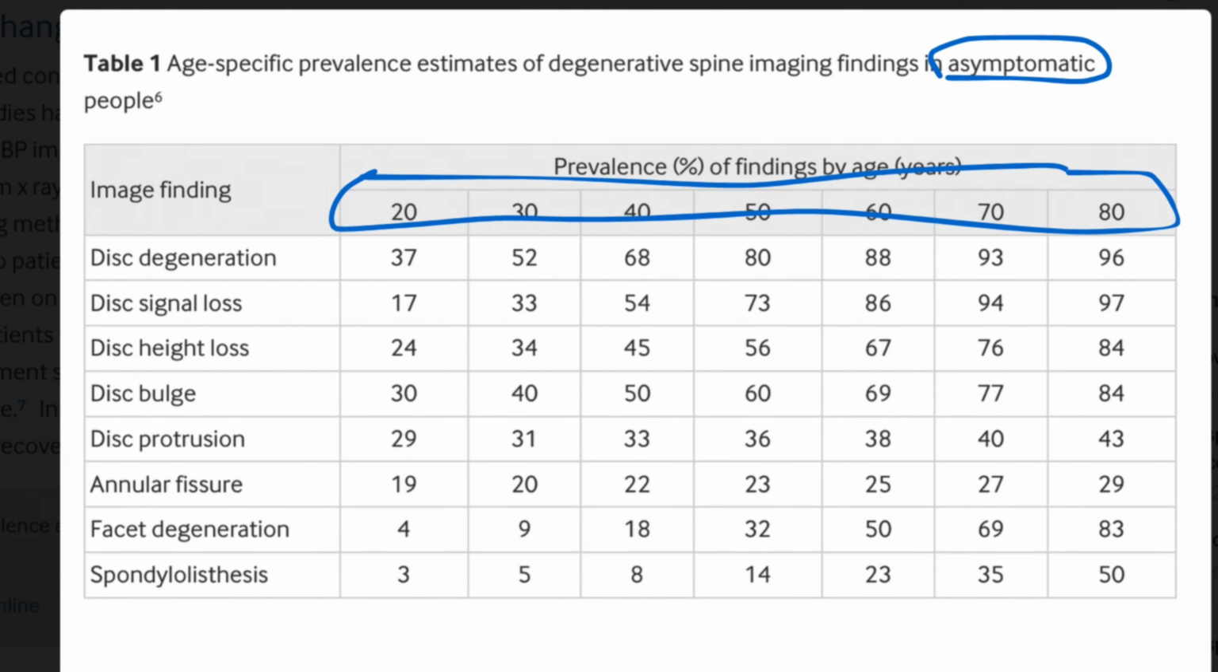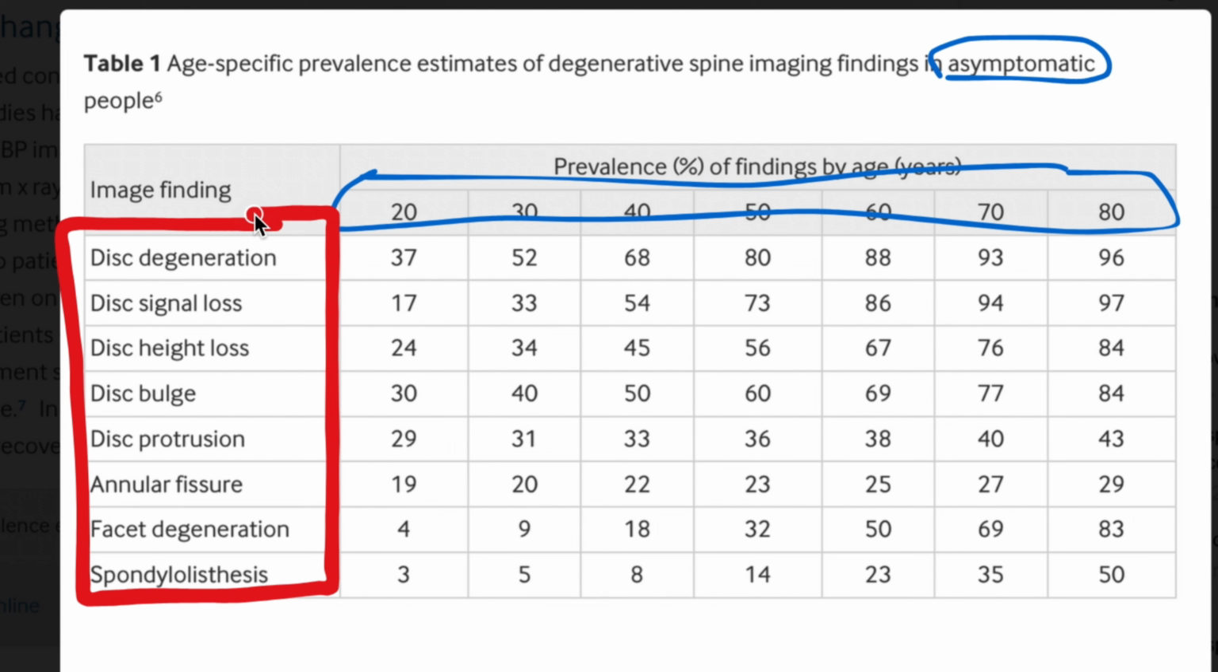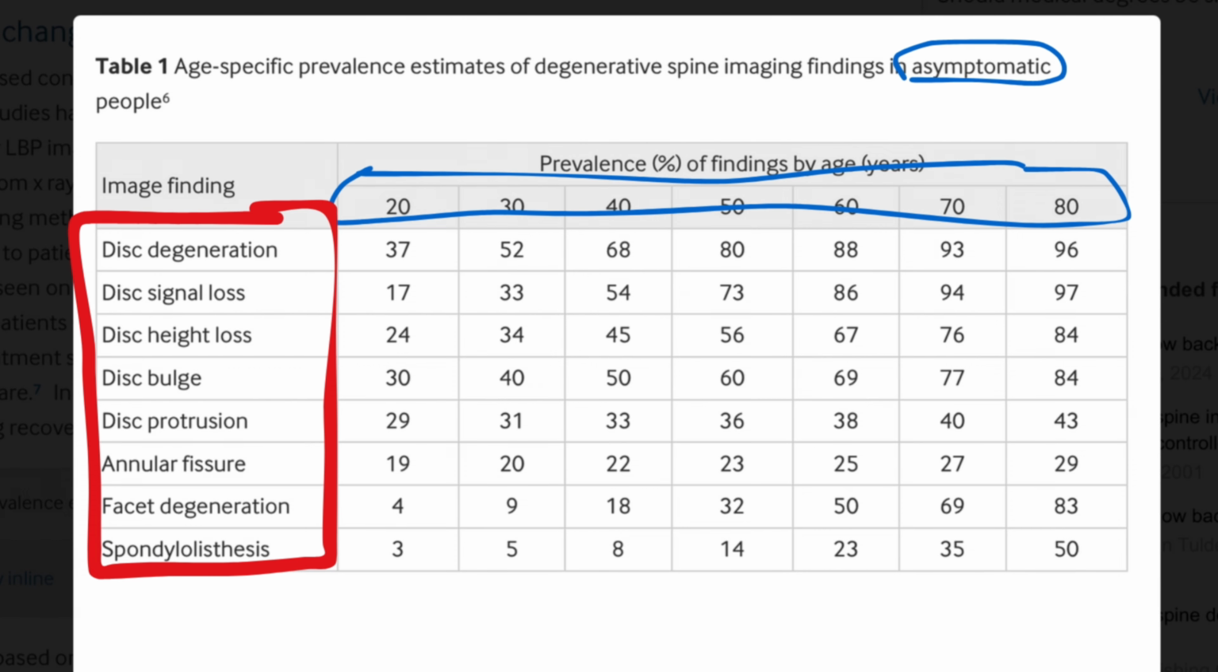And then they documented any degenerative changes, any particular findings on the scans that they saw. And that's in this column. So disc degeneration, disc problems, disc protrusions, facet joint degeneration, things of this nature that are commonly given as people's diagnosis of their problems. Now remember, this study was taken from people who had no symptoms whatsoever. And what we can see is that as age increased, so too did the prevalence.